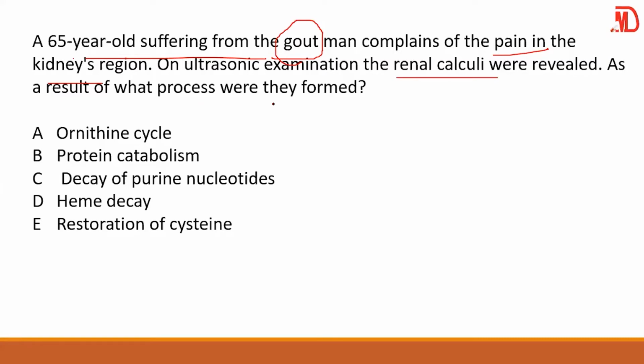As a result of what process were they formed? Again, we made mention that gout is coming from where? From purine nucleotides. I believe you guys can remember. So here you are thinking of a decay of purine nucleotides. And we spoke about xanthine, hypoxanthine, xanthine oxidase. We said xanthine oxidase is the final pathway for the conversion of xanthine or hypoxanthine to uric acid.